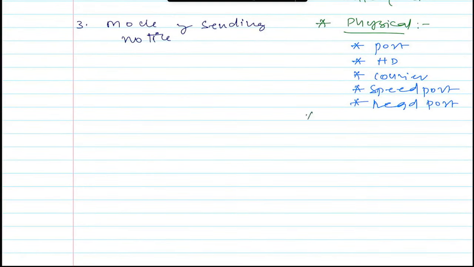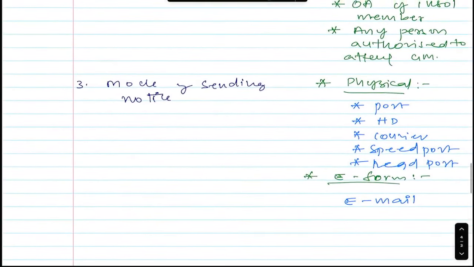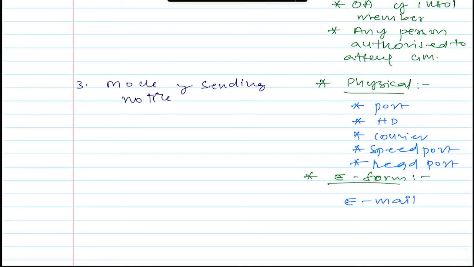If it is in electronic form, you can send the notice through email. Physically, if you want to deliver: post, hand delivery. HD means what? High definition? Here HD presents hand delivery. Directly, you can go by hand and give the notice. The third one is courier. General post can be there, speed post can be there, registered post can be there, courier can be used, or directly go and give it by hand.